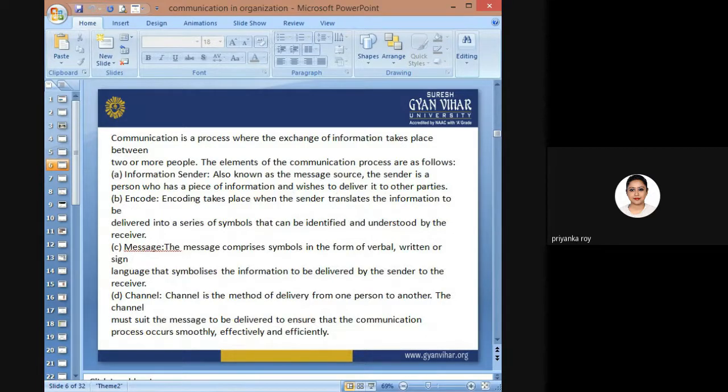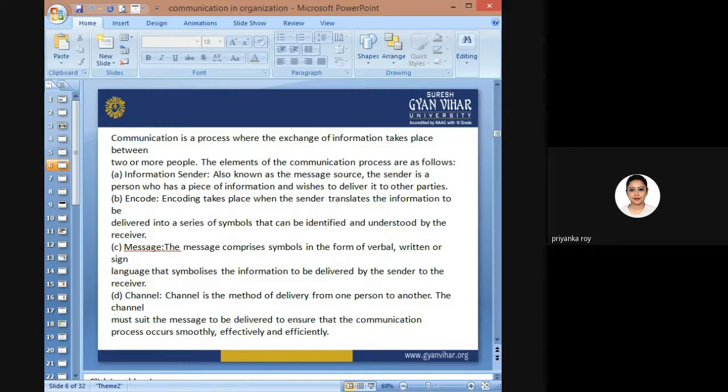The elements of the communication process are, like, the information sender, also known as the message source. The sender is a person who has a piece of information and wishes to deliver that to another person or a party. So encoding takes place when the sender translates the information to be delivered into a series of symbols. It can be body language also. It can be written words. It can be verbal words, right?